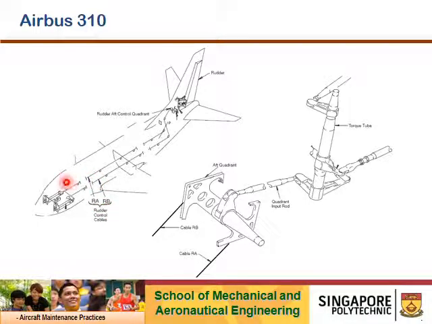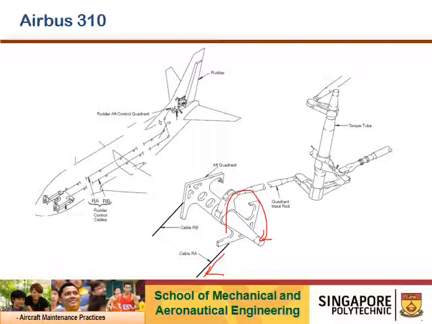So there are actually two cable systems, RA and RB. One is for the co-pilot, the other one is for the pilot. So you can see that exploded view here. The cable runs all the way and ends at an aft quadrant, where when you pull one of the cables, RA or RB, depending on who input the command, the quadrant will rotate.